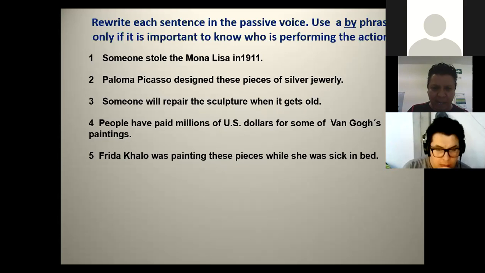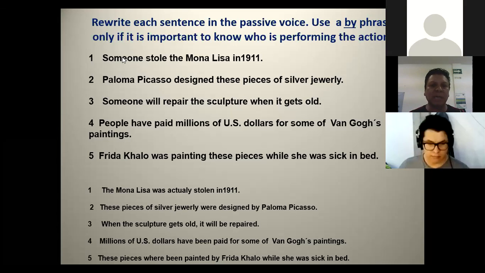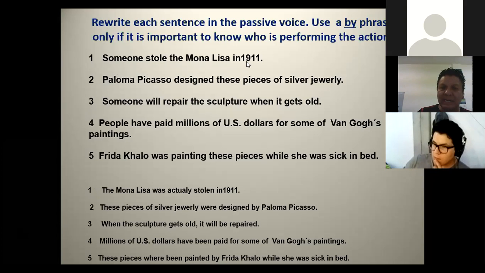Teacher, I have a question. Can you repeat the fourth one because I didn't hear? Millions of US dollars have been paid for some of Van Gogh's paintings. Okay, we have that right here. Look, the Mona Lisa. Someone stole the Mona Lisa in 1911. The Mona Lisa was stolen in 1911.